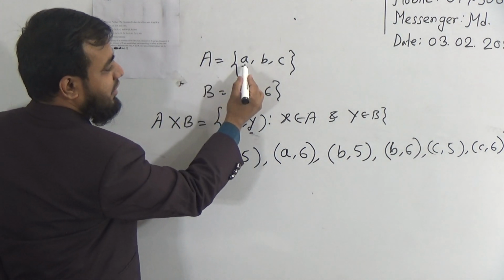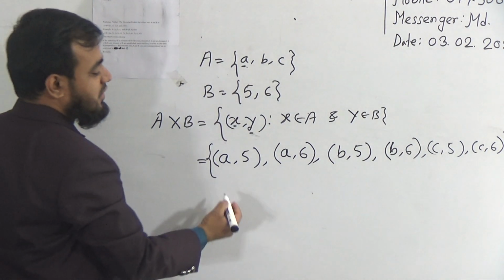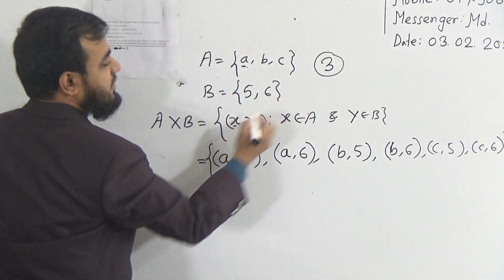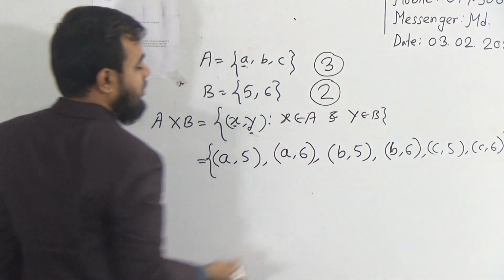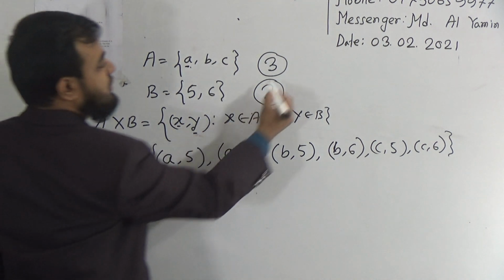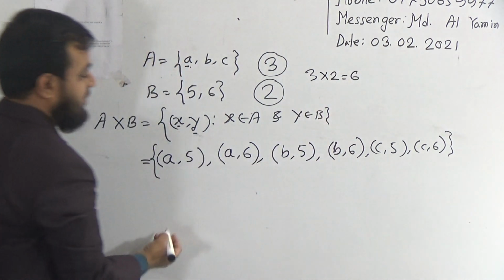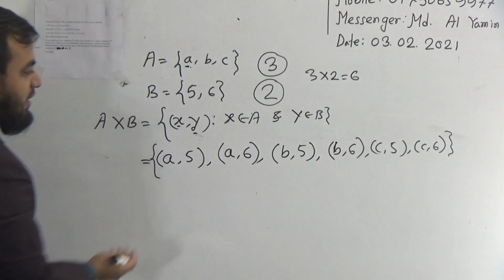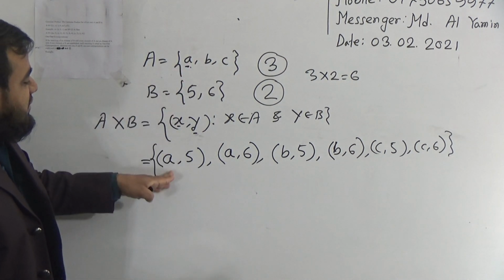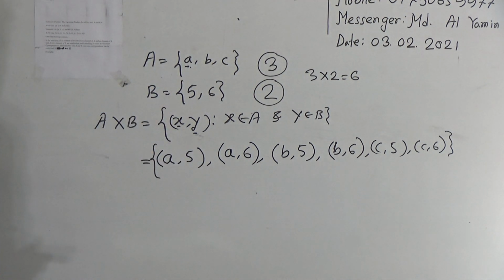A has 3 elements, A, B and C. B has the elements 5 and 6. So how many products will we get? We will get 6 pairs, because A has 3 elements and B has 2 elements. When we do the Cartesian product, we get 3 multiplied by 2, which equals 6 pairs, and these are the pairs. In the pairs, the element of X, that means A's element, will become first, and the element of set B will become second. I think you have understood it, students.